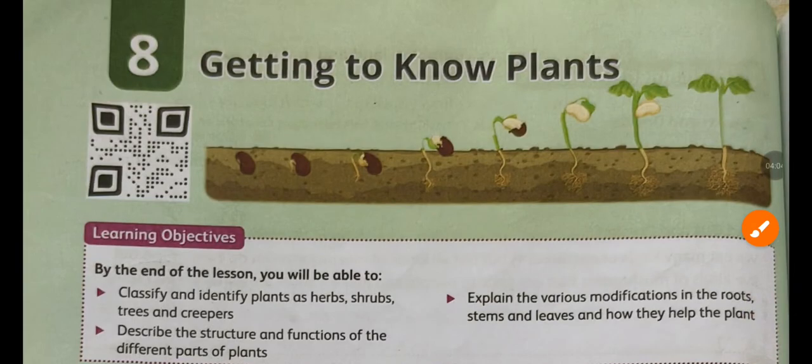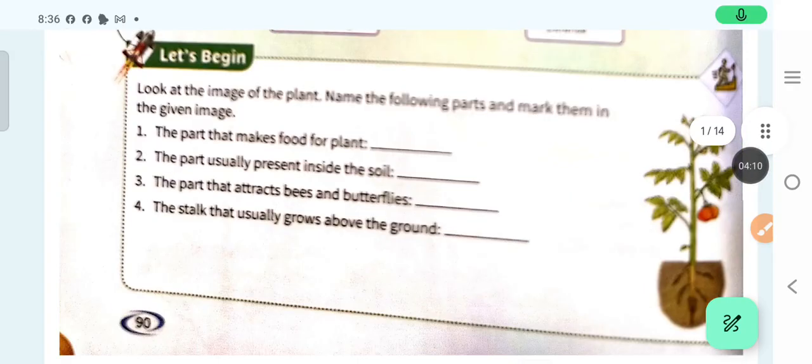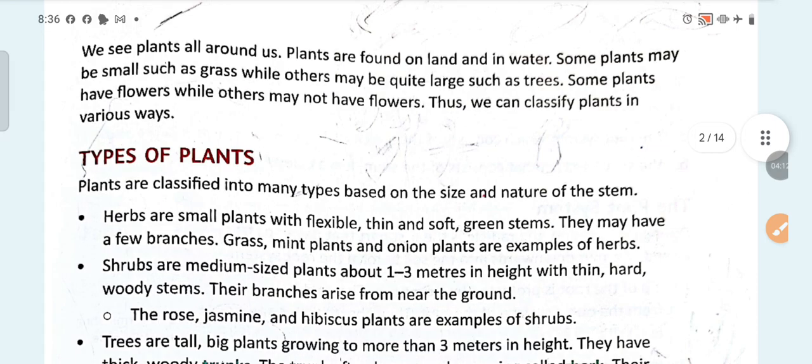Now, as we have learned about getting to know plants, let's start this chapter. Over here we see plants all around us. Plants are found on land and in water. So plants can be terrestrial and aquatic. Some plants may be small as grass, while others may be big, wide, large, such as trees, and some plants may have flowers, others may not. Thus we can classify them in various different ways like that.